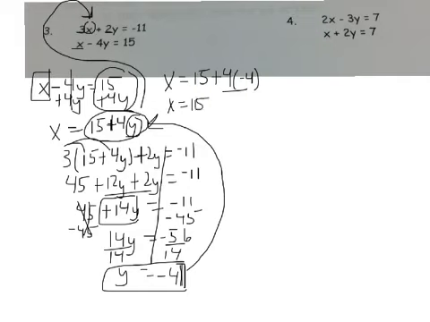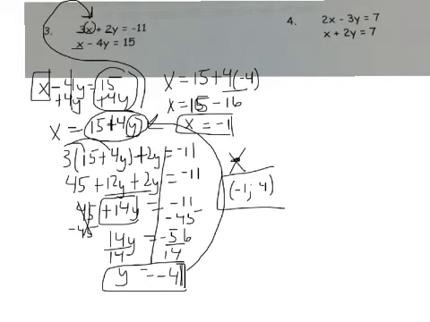4 times negative 4 becomes negative 16. And so I have x equals 15 minus 16, which is negative 1. So this again is one where they cross, and they cross at the point negative 1, negative 4. And so this is your final answer.